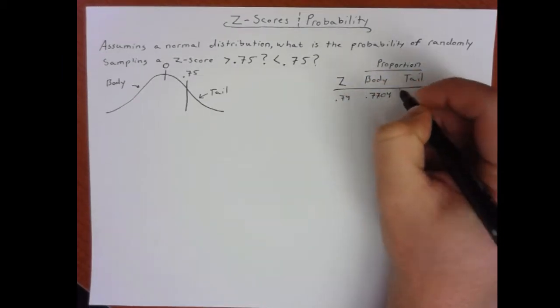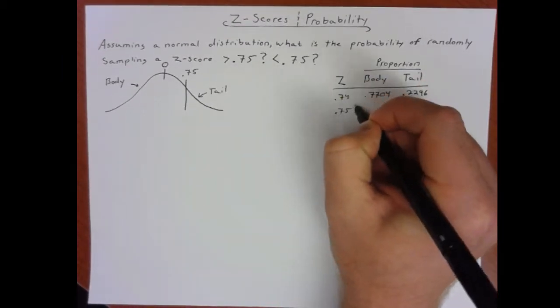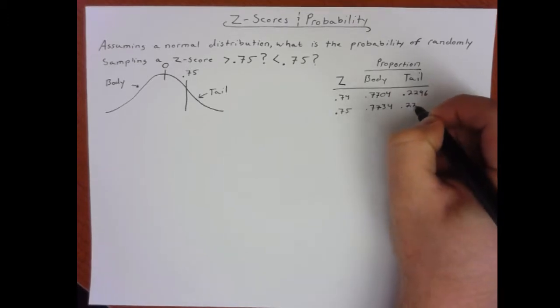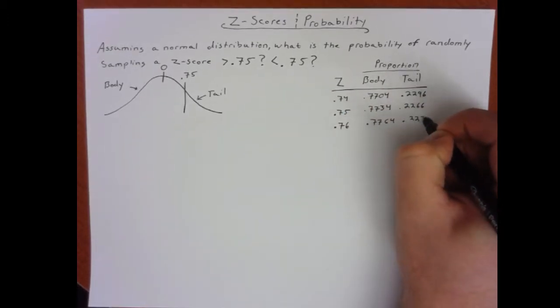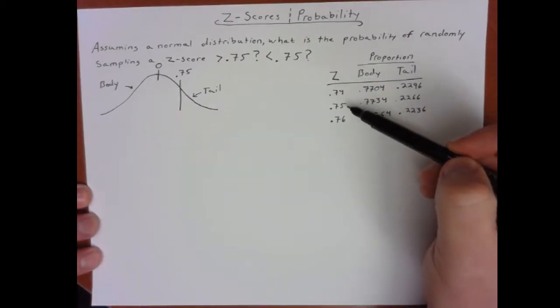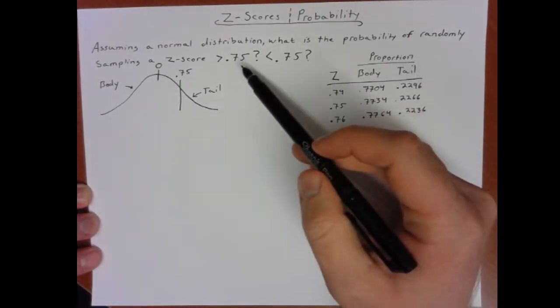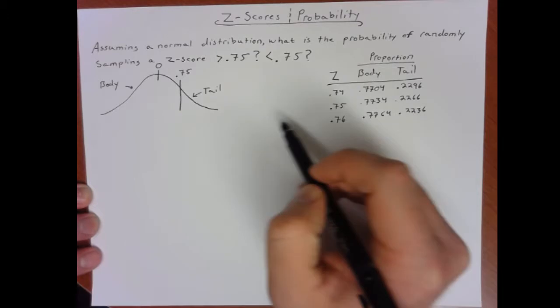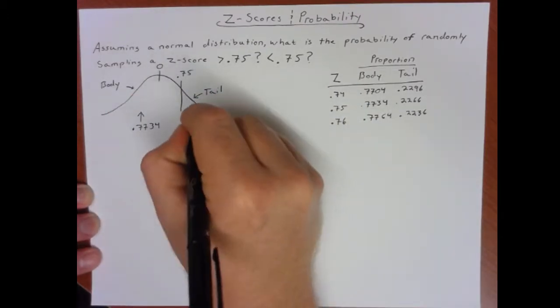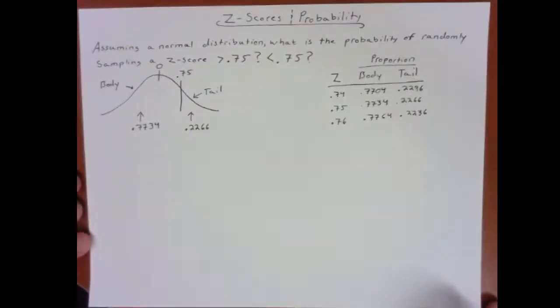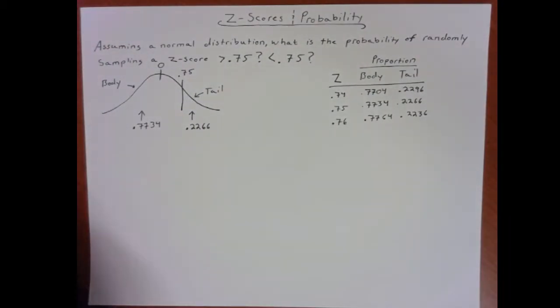Now, most statistical textbooks have a table that looks something like the one I'm writing out here. I'm only writing out 3 rows of said table, but it'll tell you a z-score and the proportion of the distribution that's in the body or tail, respectively. So for this problem, all we really have to do is look up 0.75 in said table, and then we can say, okay, there's 0.7734 in the body, 0.226 in the tail.